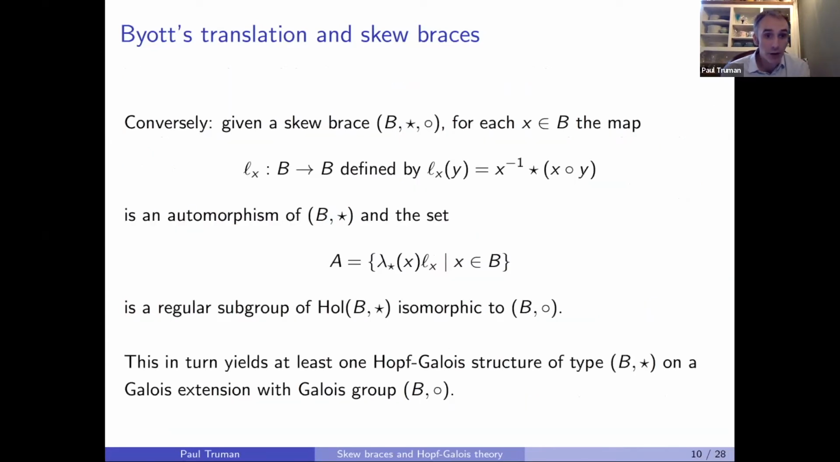And then we can obviously run the whole thing in the other direction. If I start with a skew brace, then from that I can build a regular subgroup of hol of B star that's isomorphic to B circle, and that's going to yield at least one Hopf-Galois structure. The way the pieces fall out, it's going to give me a Hopf-Galois structure of type B star on a Galois extension with Galois group B circle. And I say at least one, so I'll make this a little bit more precise in a moment.